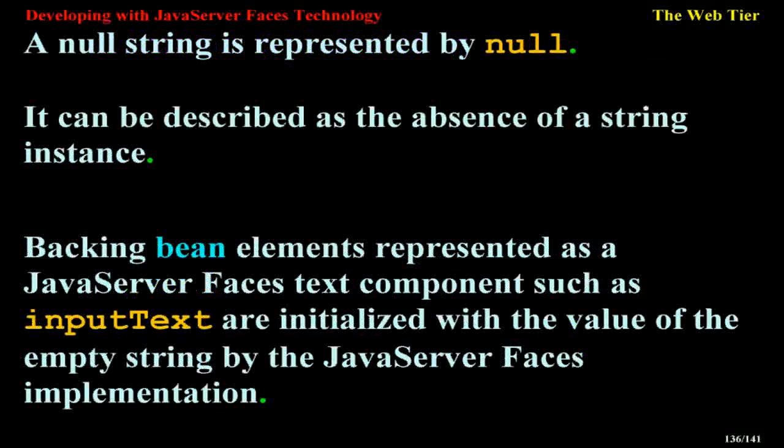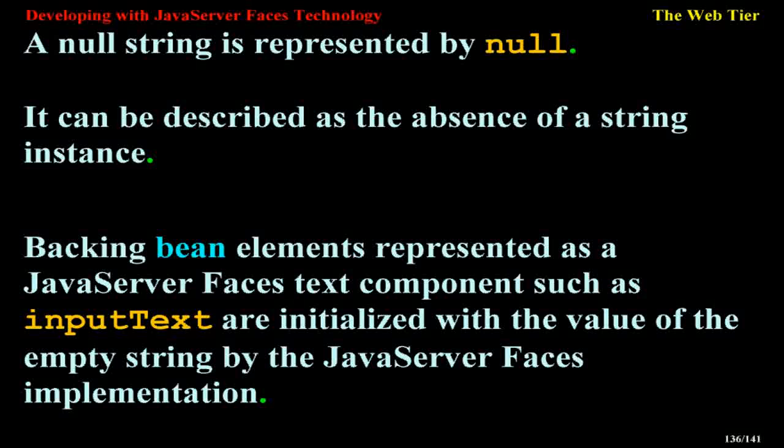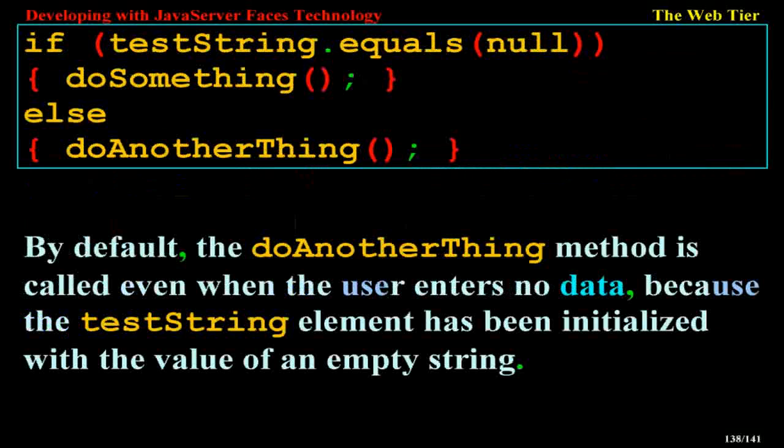Backing bean elements represented as JavaServer Faces text components such as inputText are initialized with the value of the empty string by the JavaServer Faces implementation. Validating these strings can be an issue when user input for such fields is not required. Consider the following example, where the string testString is a bean variable that will be set using input typed by the user. In this case, the user input for the field is not required. if (testString == null) { do something } else { do another thing } By default, the do another thing method is called even when the user enters no data, because the testString element has been initialized with the value of an empty string.